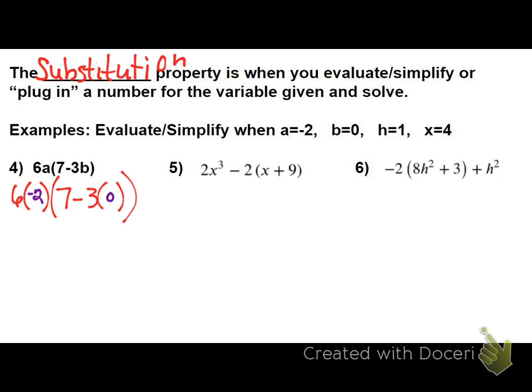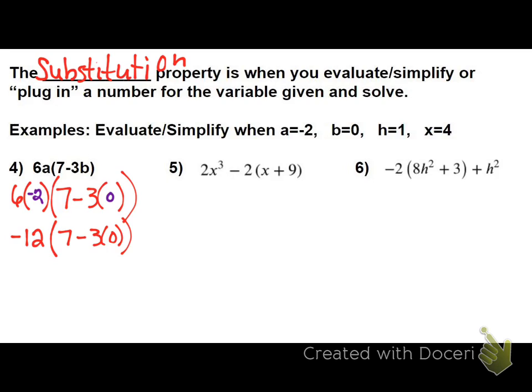Okay. Now, before I can distribute, what do I have to do here? 6 times negative 2. What's 6 times negative 2 going to equal? Negative 12. So I have negative 12. Then I bring in my parentheses, and I write down 7 minus 3, parentheses 0. Now, there are two ways that I can solve this. The first way is distributing, or the second way is by order of operations. It does not matter.